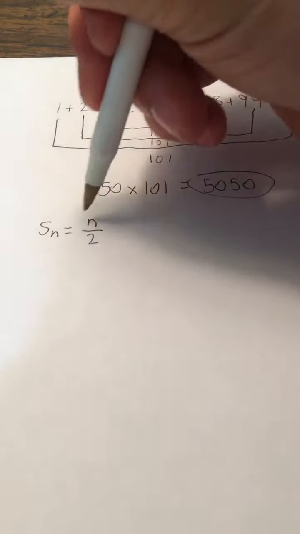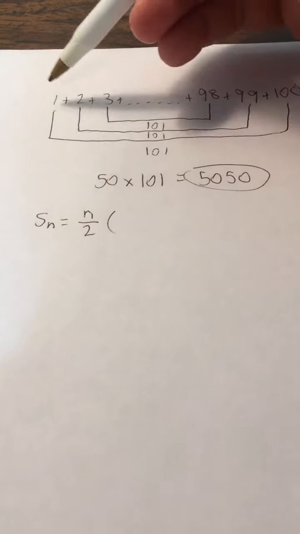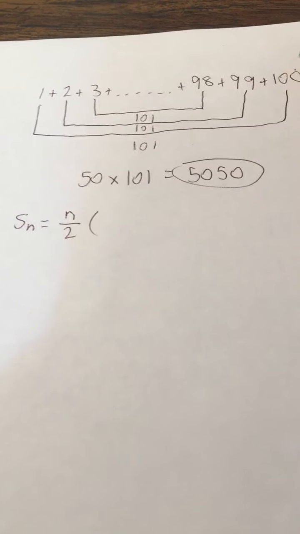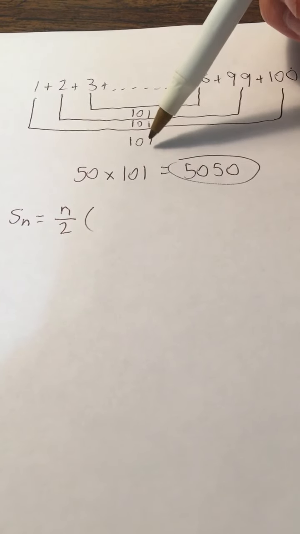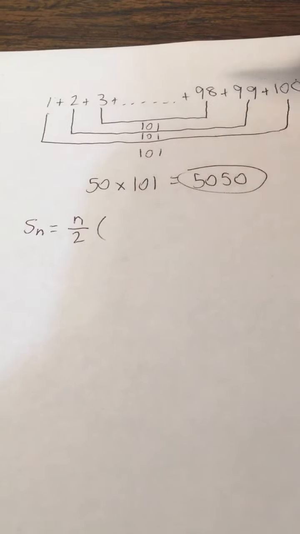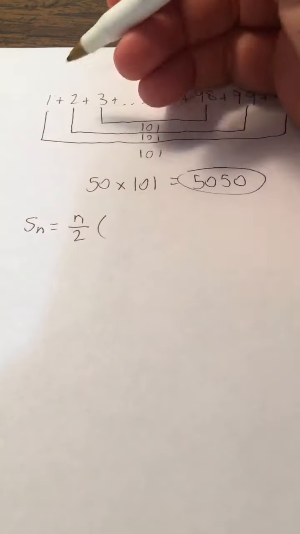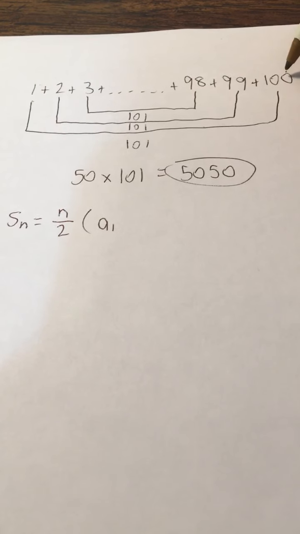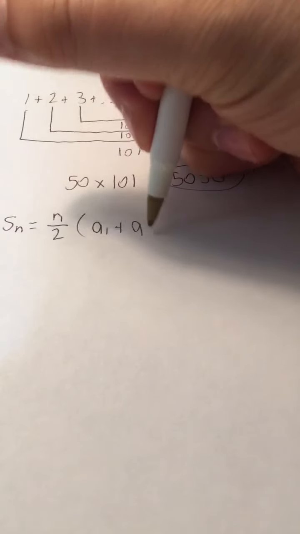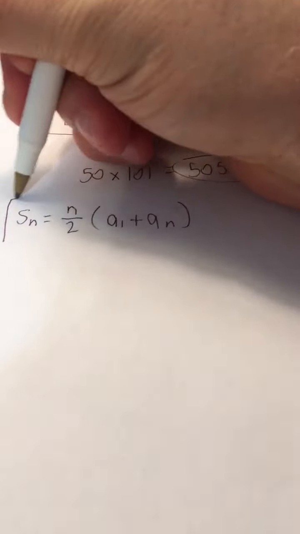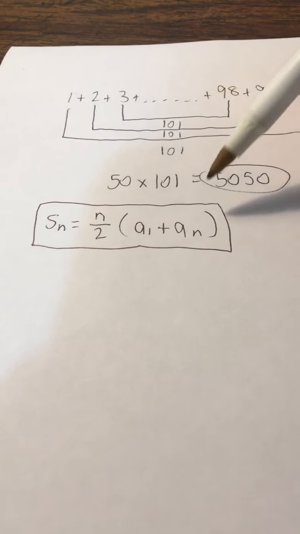N divided by 2. That's the number of pairs, times the sum of a pair. I only need to know 2 numbers in my list. Which 2 numbers would I need to know in order to figure out this 101? The first number and the last number. Now in arithmetic sequences and series, you remember the notation for the first term? It's A1. And then what's the notation for the last term? It's A of n. This is my arithmetic series formula. It works for any arithmetic series. Now, it only works if it's arithmetic.